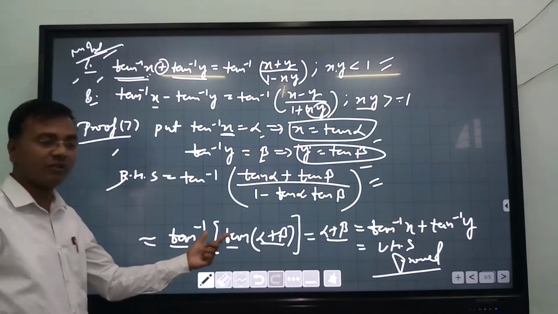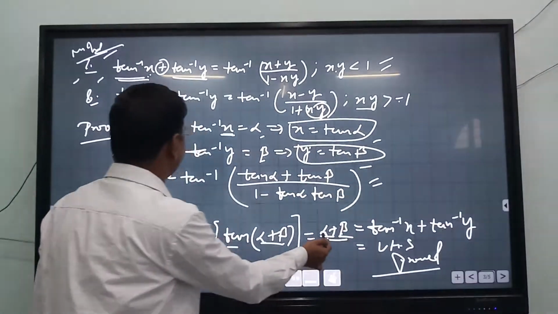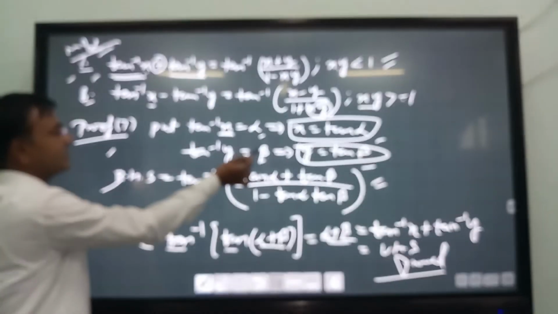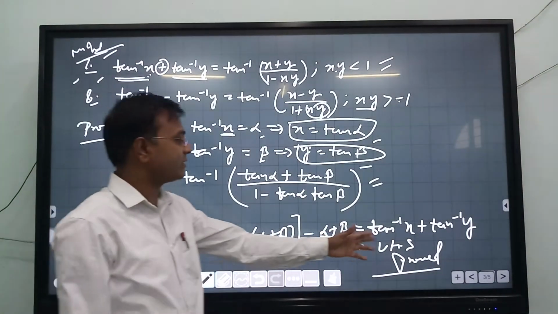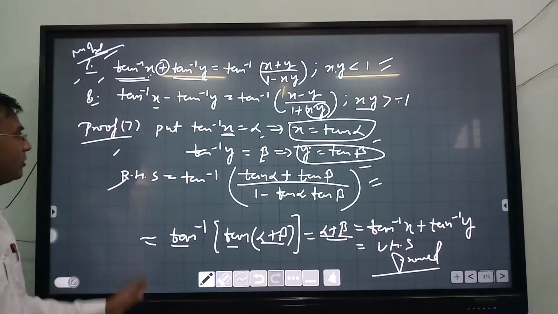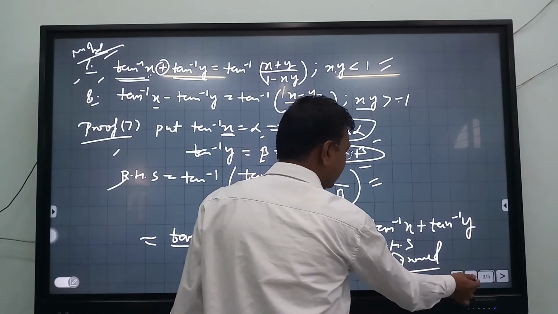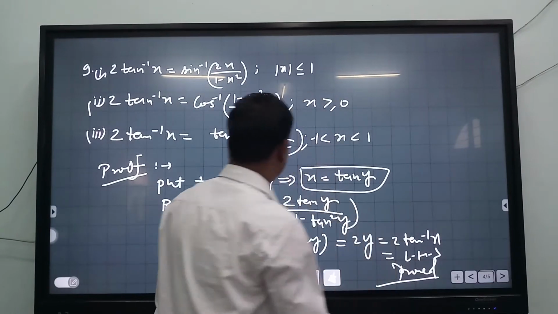Tan inverse tan, if we operate, then we get only this angle alpha plus beta. And now alpha and beta are equal to tan inverse x and tan inverse y. So hence the result, tan inverse x plus tan inverse y. So this is the another identity. Okay. So similarly you will prove the next identity, right?